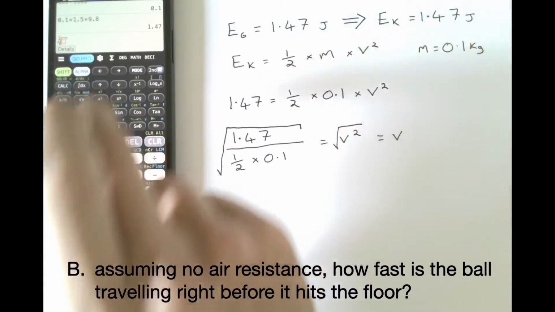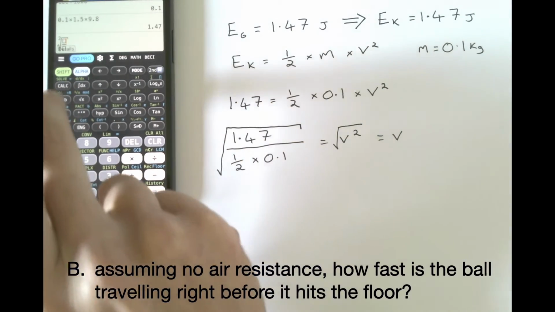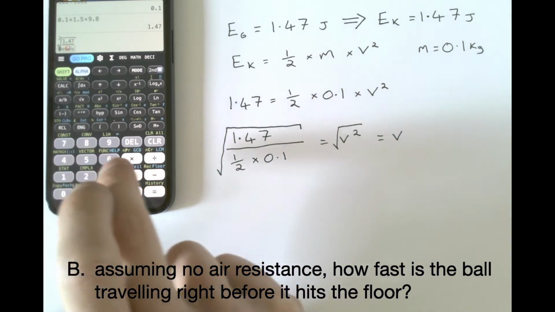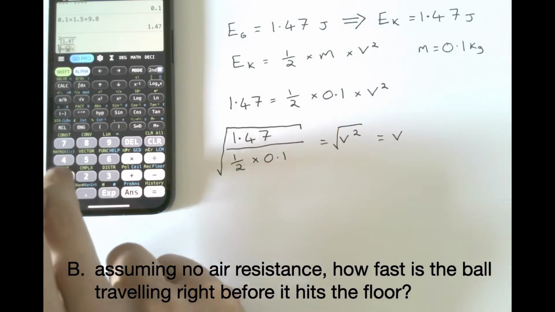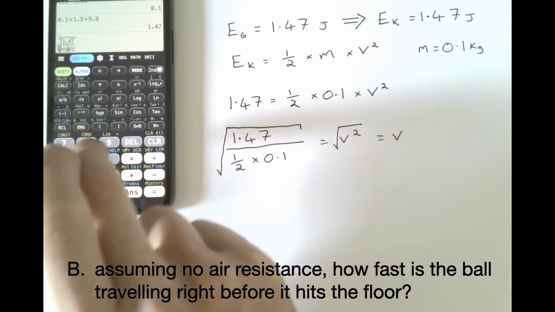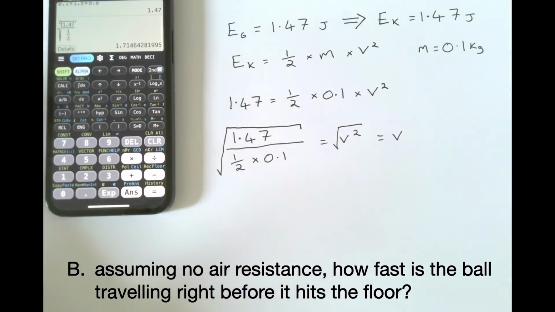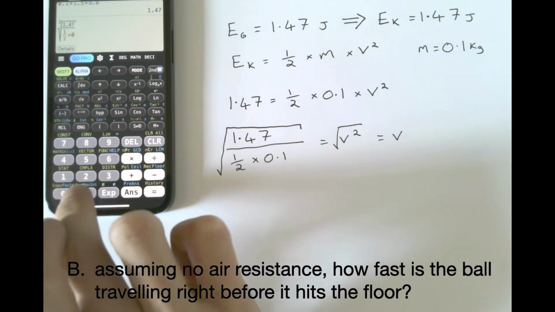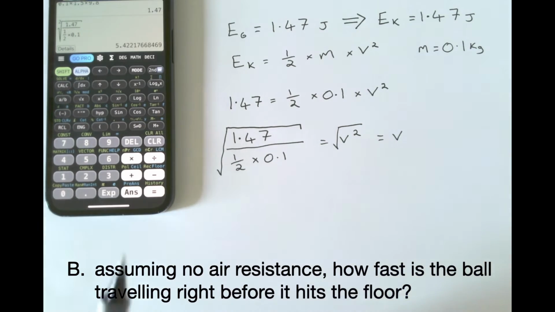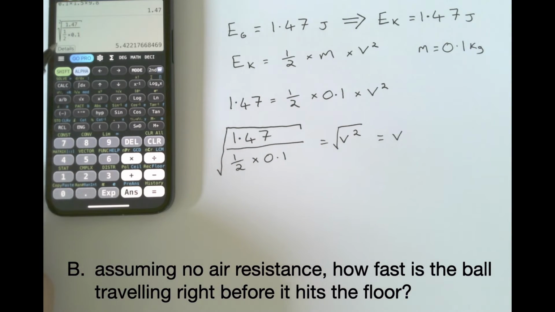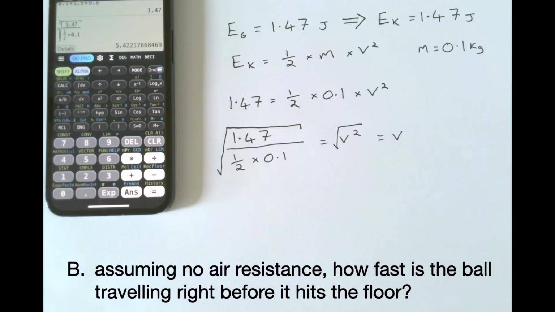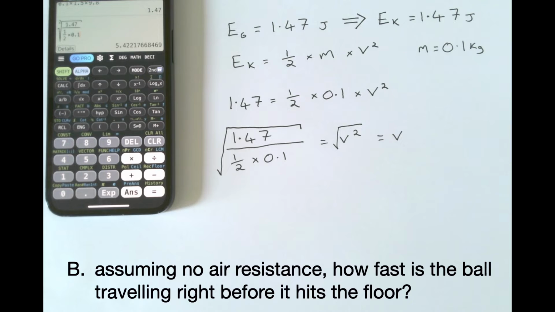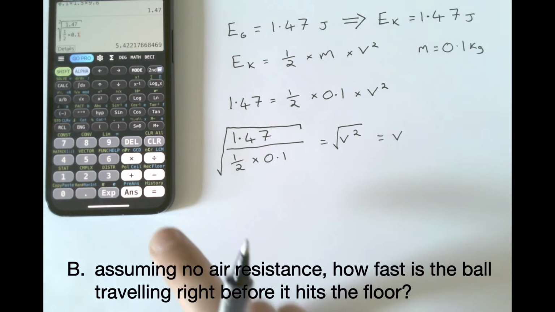So, square root of a big fraction: 1.47 on top, and underneath there's another fraction, a half, times 0.1. My screen is being a bit strange here, but hopefully you can see. There we go, that's better. You can see that I've managed to type this in exactly as it appears on my page. That's what you always want to be going for. Double check your work as well. It's really, really easy to make mistakes when you're typing it into a calculator.